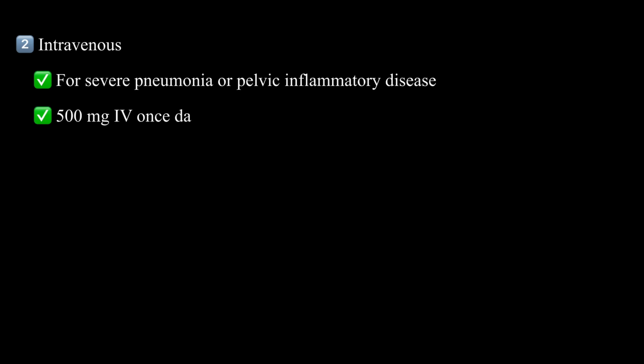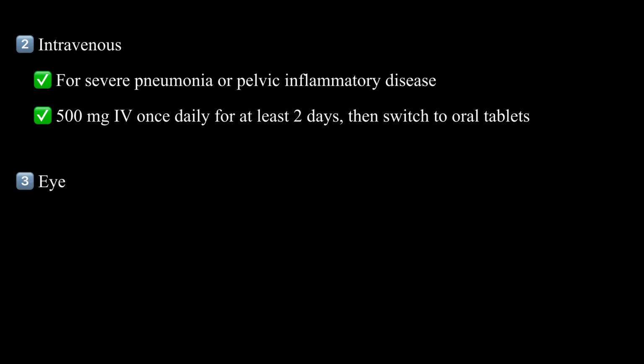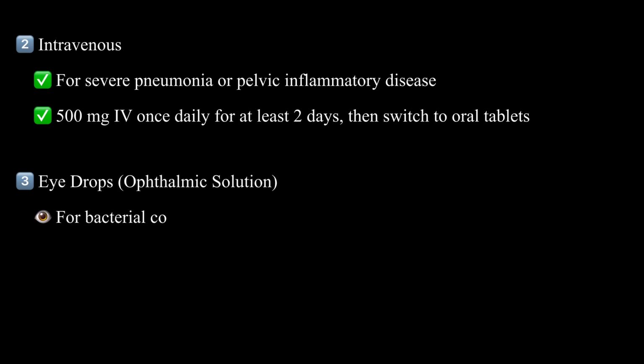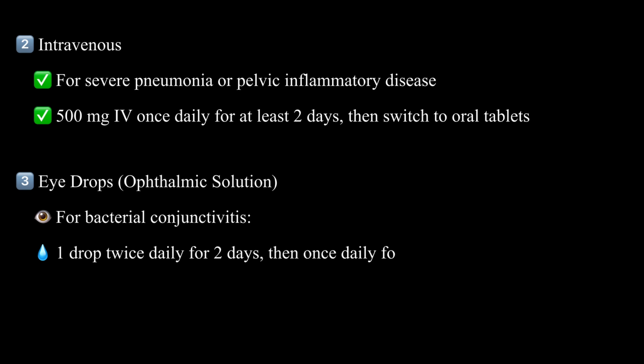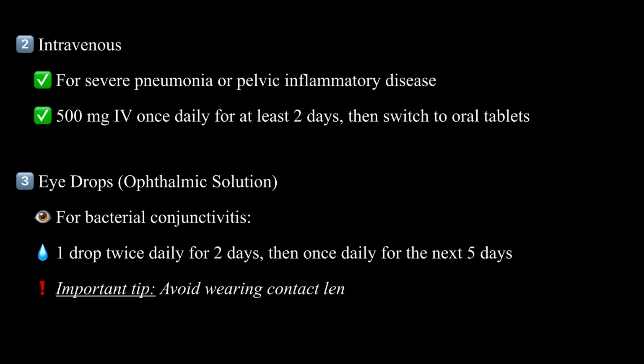Intravenous dosage. For severe pneumonia or pelvic inflammatory disease, 500 milligrams IV once daily for at least 2 days. Then switch to oral tablets. Eye drops for bacterial conjunctivitis: 1 drop twice daily for 2 days, then once daily for the next 5 days. Avoid wearing contact lenses while using eye drops.